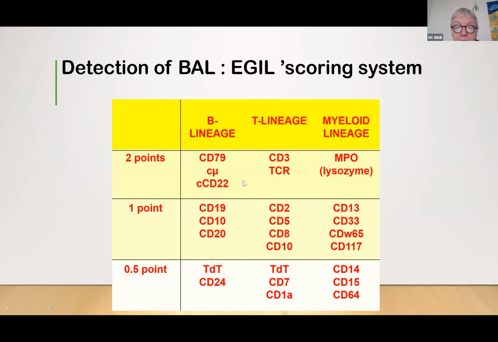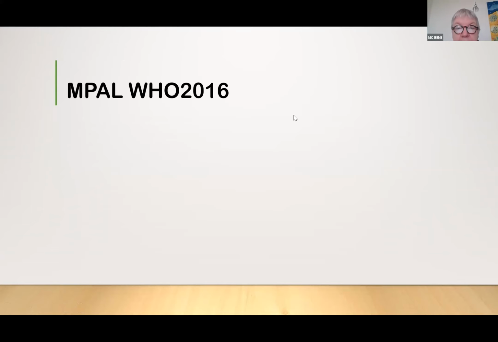So this is the first classification that we proposed, with strong lineage-associated markers that carry 2 points, some with less specificity that carry 1 point, and then 0.5 points for the other markers that you can see here. In 2016, we modified the classification a little bit because the one that we proposed in 2008 was perhaps too restrictive. So now, if you want to define an MPAL and you want to see that this cell is expressing markers for the myeloid lineage, the first one will be MPO. That was the only one that was retained in 2008.